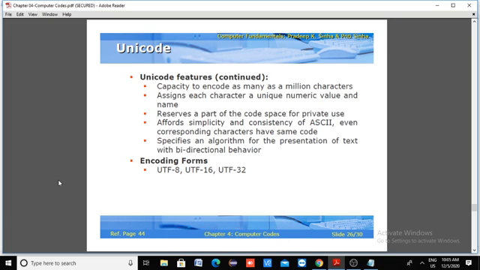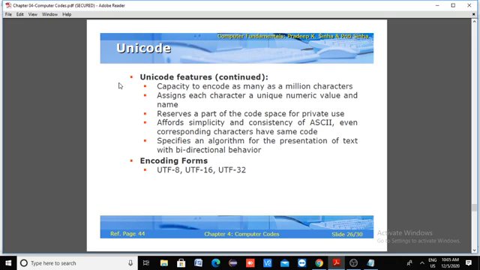After that, what are the encoding forms? This is very, very important. There is one key point here: the capacity to encode as many as a million characters. So if you are using the Unicode format, there is a capacity to encode.